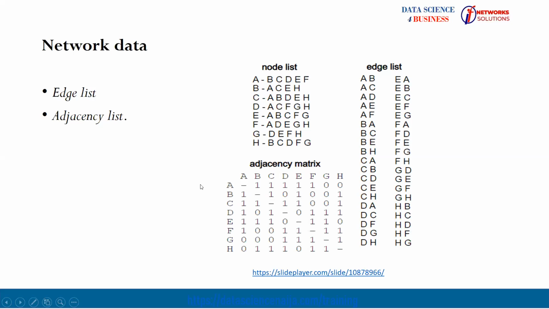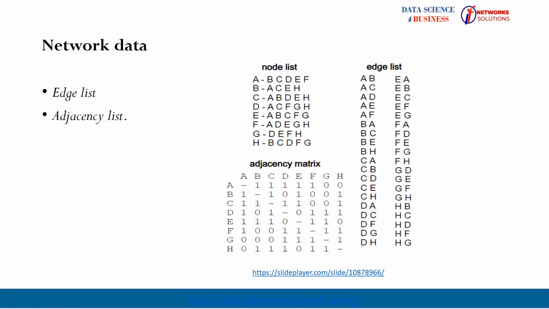And then you also have the adjacency matrix. For this one, all the nodes in the network are on the columns and also on the rows. So if, for example, you want to say that A is connected to B, then you see A connected to B, you have 1. But if A is not connected to G, you have 0. A is definitely not connected to itself. So that's how you load the adjacency matrix data for your network.